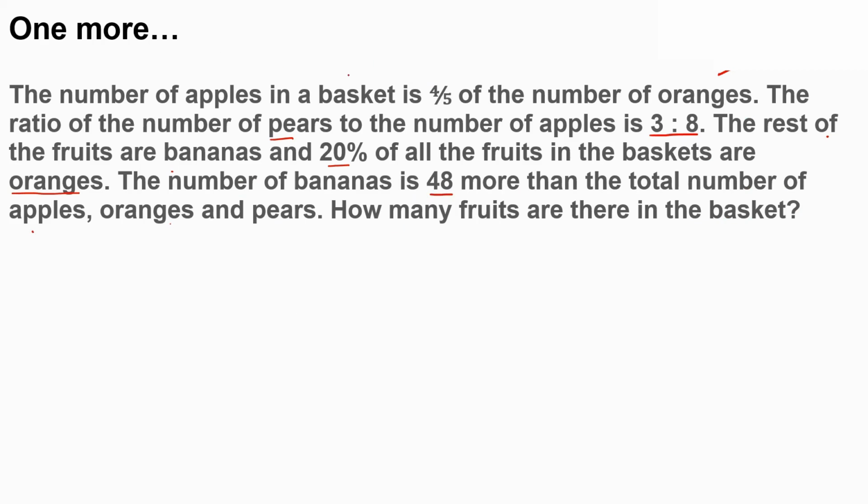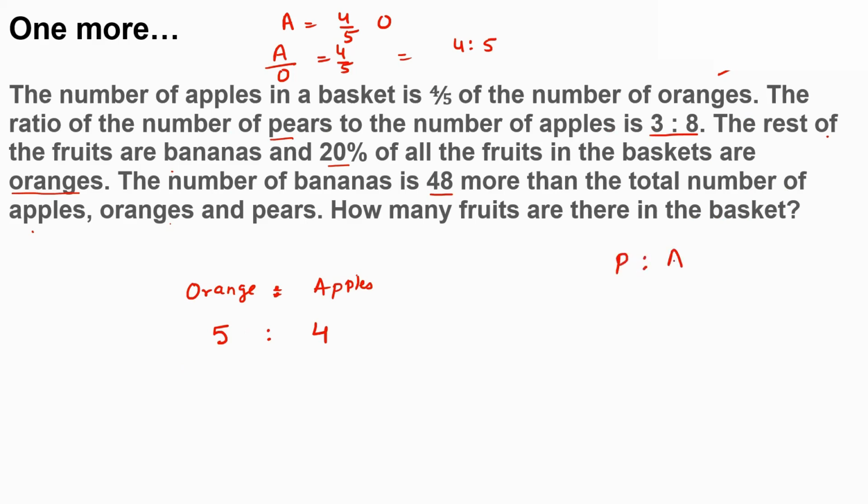Okay. First, I will find with the ratios. The number of apples is equal to 4 by 5 of the number of oranges. It means if I have to find apples upon oranges, that's 4:5. So their ratio will be 4:5. If I find the orange ratio, that's 5:4. Now, the number of pears to the number of apples is 3:8.